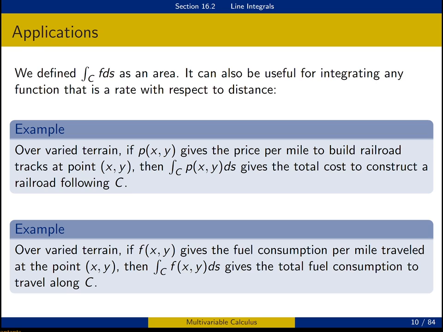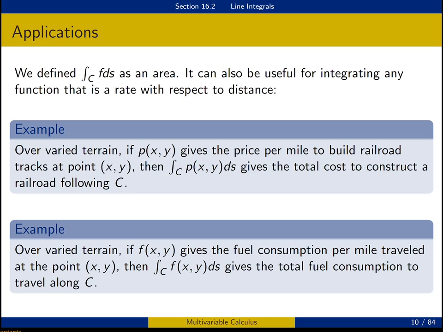Like many of the other integrals that we've learned about in calculus, we initially define it geometrically, but there are many applications which are not as geometric in nature. We defined the line integral over C of a function as being the area under a graph, but it can also be useful for integrating any function so long as that function is a rate with respect to distance. Here are a couple examples. One is if we have a price function which tells us how much it costs to build a mile of railroad track at various points x, y, then taking the line integral of that function would give us the total cost to construct a railroad following the curve C.